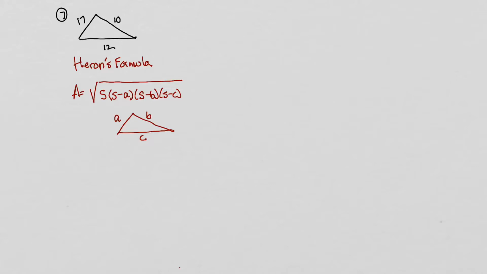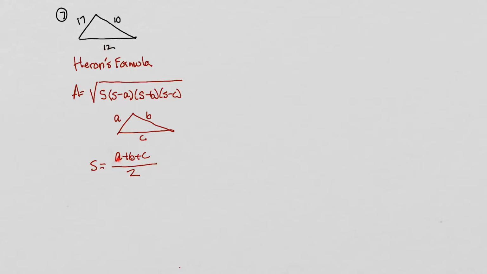And what about this s? What is this s here? Well, it turns out in this formula, s is equal to, add up the sides, a plus b plus c, and divide by 2. So this is called the semiperimeter. So I'm just going to add up the lengths of the sides, divide by 2.